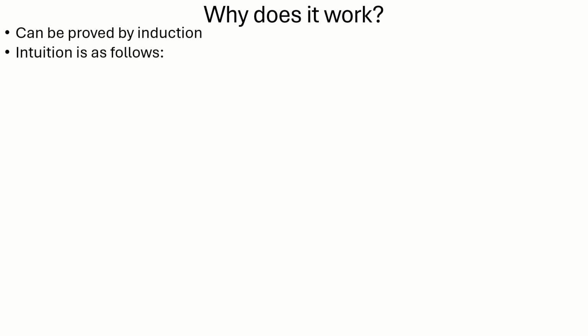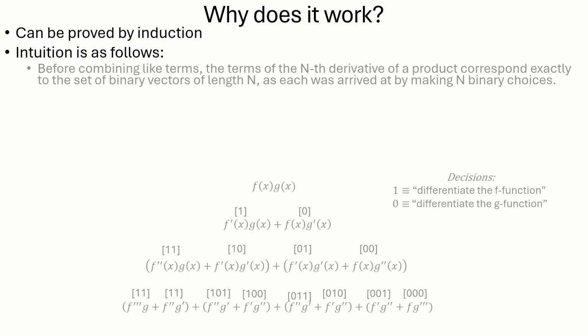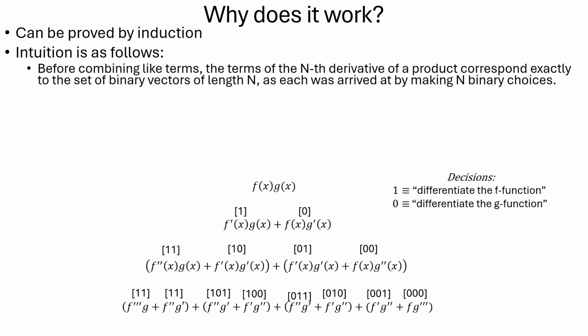behind the rule. Before you combine like terms, the terms of an nth derivative of a product correspond to the set of binary vectors of length n. Another way to think about it is that any given term in the nth derivative of a product was arrived at by making n binary decisions, where the decision 1 corresponds to differentiating the f function, and the decision 0 corresponds to differentiating the g function under the product rule.